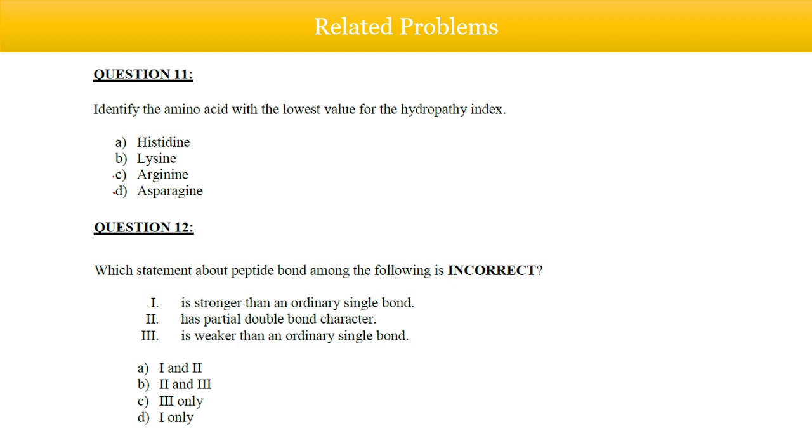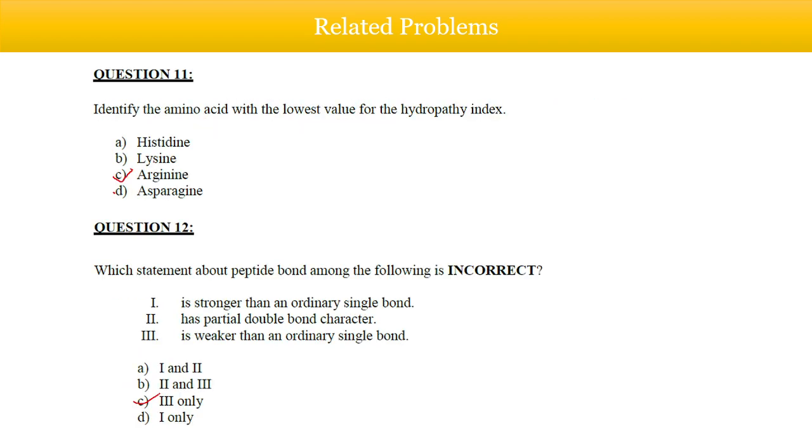Sorry, so option C, which is arginine. So which statement about peptide bonds among the following is incorrect? It is stronger than an ordinary single bond, that is true. Has partial double bond character, that is also true. Is weaker than an ordinary single bond, that is incorrect. So only 3 would be incorrect.